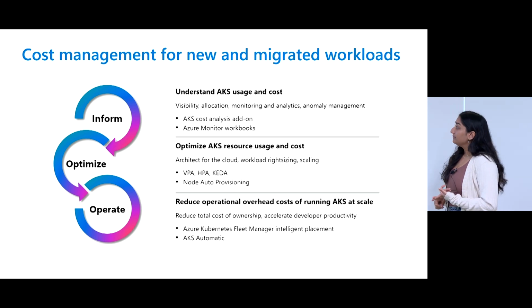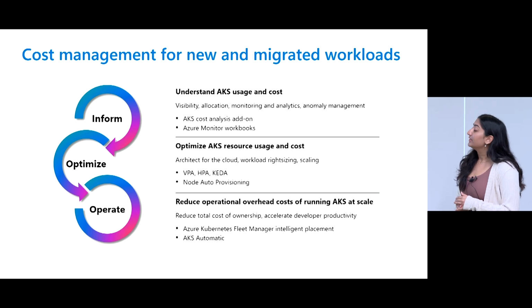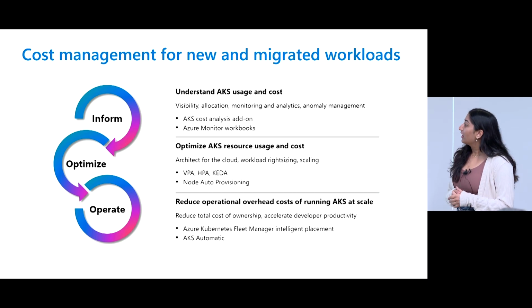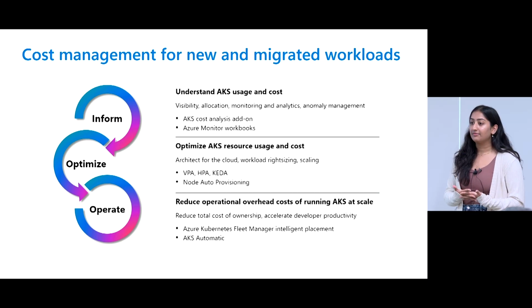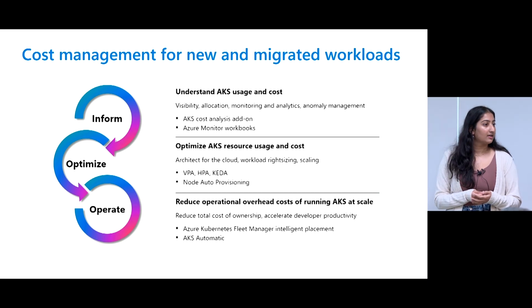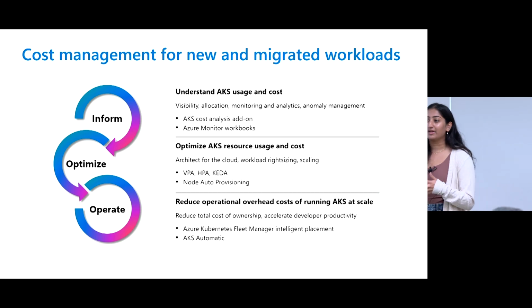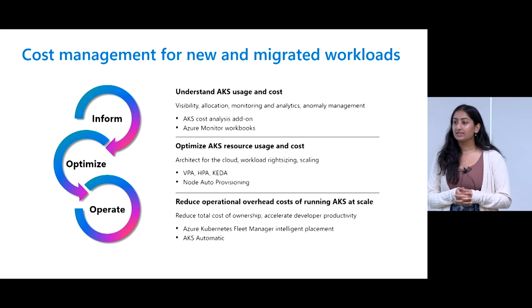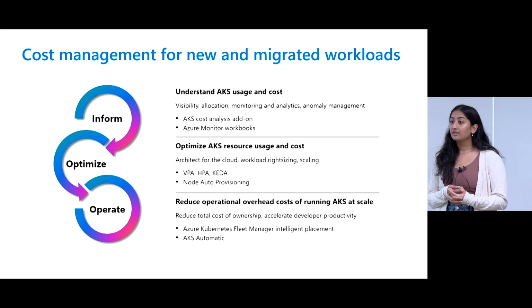So with informing, this means understanding AKS usage and cost, visibility, allocation, monitoring analytics, and having the right tools in order to do so. So by raise of hands, how many of you folks have cost monitoring tools implemented for AKS today? I guess you could shout it out, but what are some of those tools that you're using? Are they AKS based or open source?